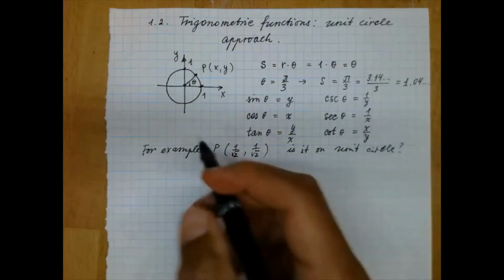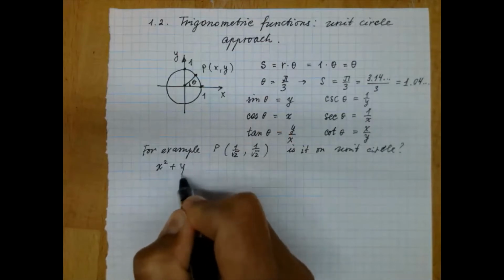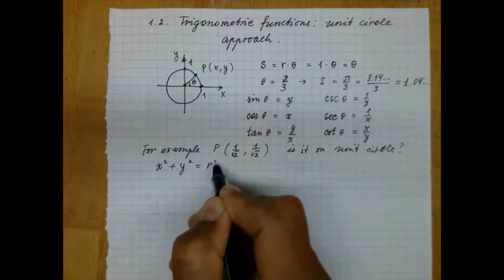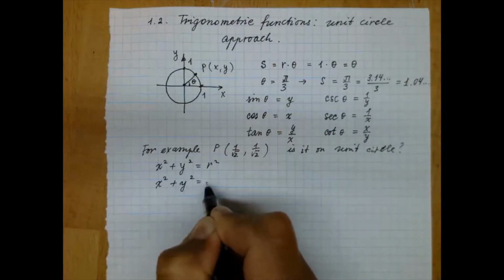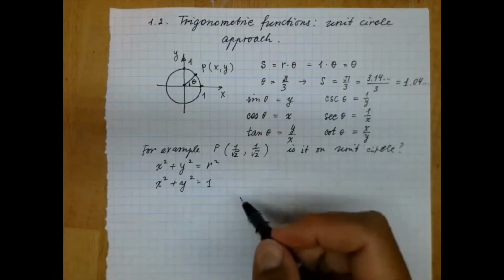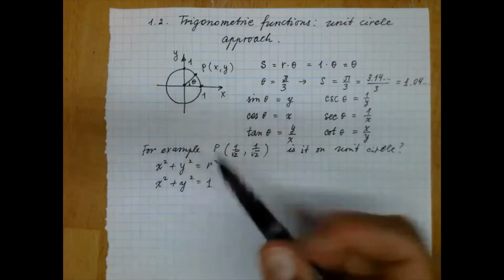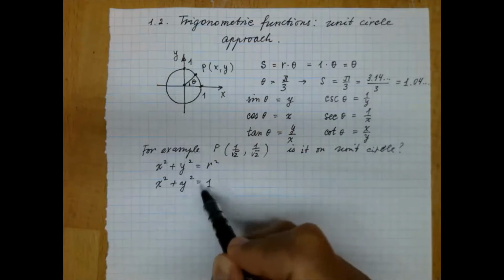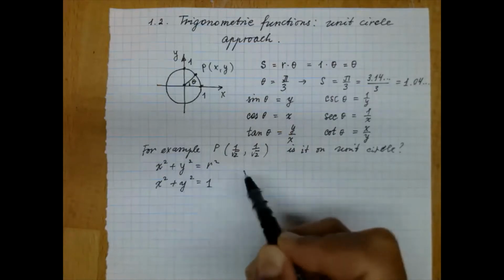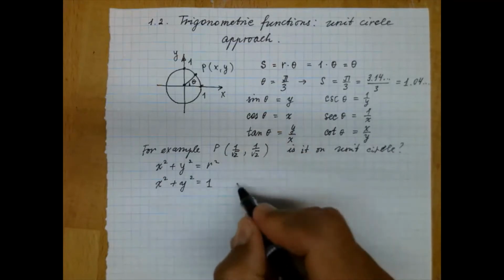How to check? Well, you remember that the equation of a circle is x squared plus y squared equals radius squared. In our case, that's going to be x squared plus y squared equals 1, because the radius is equal to 1, right? This is not just any arbitrary circle. This is a circle centered at the origin. Let's plug in x and y here into the equation and check if we get a true statement. If we do, it means that the point sits on the unit circle.